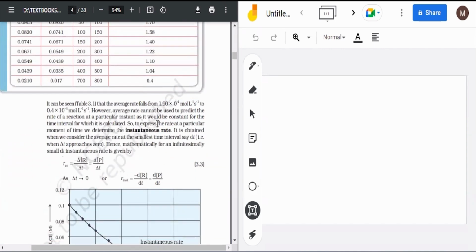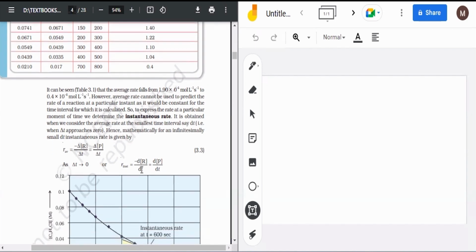Then, to express the rate at a particular moment of time, we determine the instantaneous rate. जैसे मैंने बोला, इसमें अपन लोग differential form को use करेंगे, dR by dt. Here we have to consider the change in rate at every particular moment. So we use dR by dt, and again a negative sign because the concentration of reactant is decreasing with time. So minus dR by dt is equal to dP by dt, क्योंकि जितना reactant consume होगा उतना ही product बनेगा. So you should remember that for the instantaneous rate, minus dR by dt is equal to dP by dt.